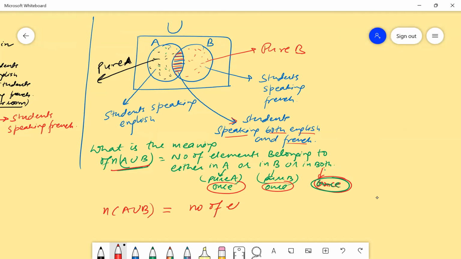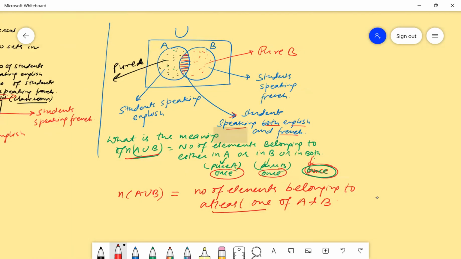number of elements belonging to at least one of A and B. Now what does it mean? At least one of A and B means either in A or in B or in both, because at least one means it can go up to both. So this has the same meaning: either in pure A or in pure B or in both.